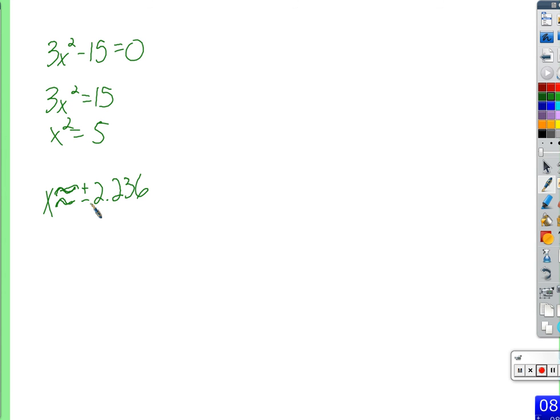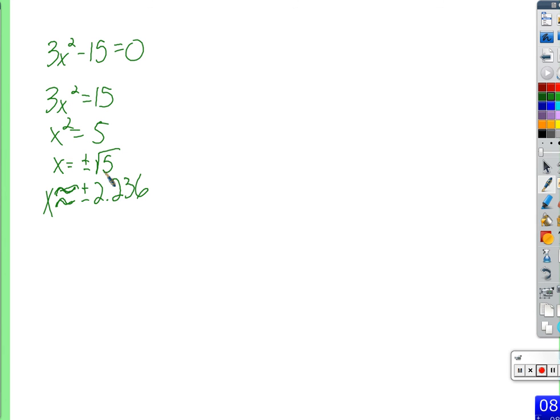Have I ever forgotten anything? Yeah. Positive and negative. What if I don't want to be approximate? What if I want to give an exactly right answer? How do I give the exactly right answer? Plus or minus the exactly right answer. The exactly right answer is the square root of 5.